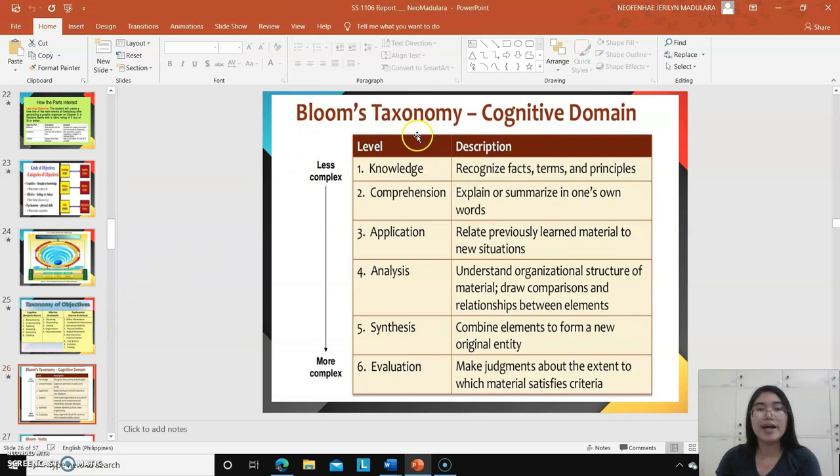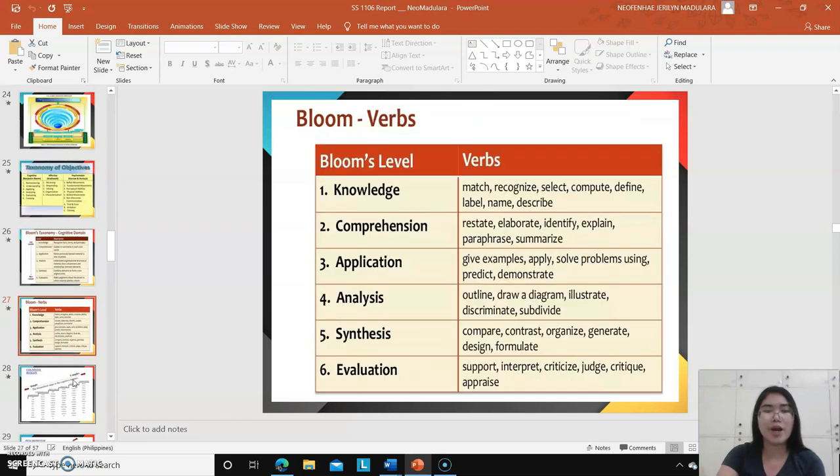Okay, other list of words that could be used: in knowledge, recognize; in comprehension, summarize. For instance, for understanding in social studies, they will be able to interpret the diagram of statistics. So that can fall in the comprehension or understanding level. Application, analysis, synthesis, evaluation. Another list of words: knowledge, match; comprehension, summarize; application, predict something, demonstrate, solve problems; analysis or analyze, illustrate. We have also compare and contrast. That could fall under the analysis level.